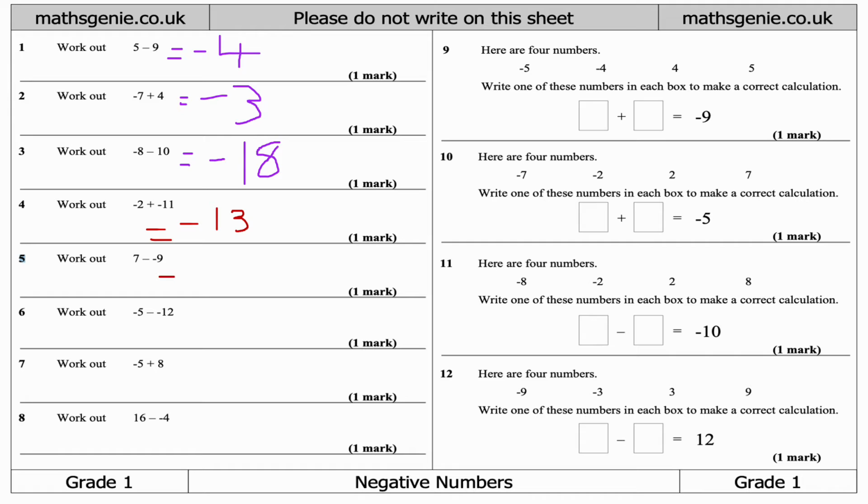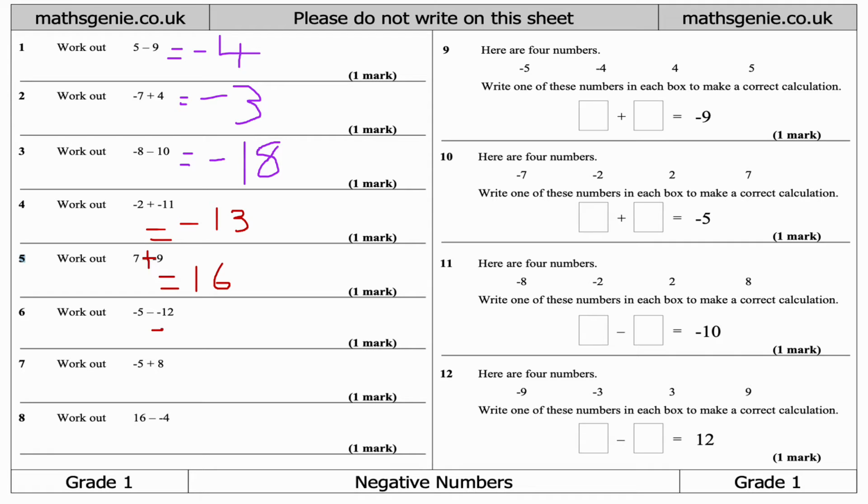Okay, question number 5. Work out 7 take away negative 9. Well, the two minuses make the sign into a plus or a positive. So it's 7 plus 9, which is 16. Taking away a negative is the same as adding.